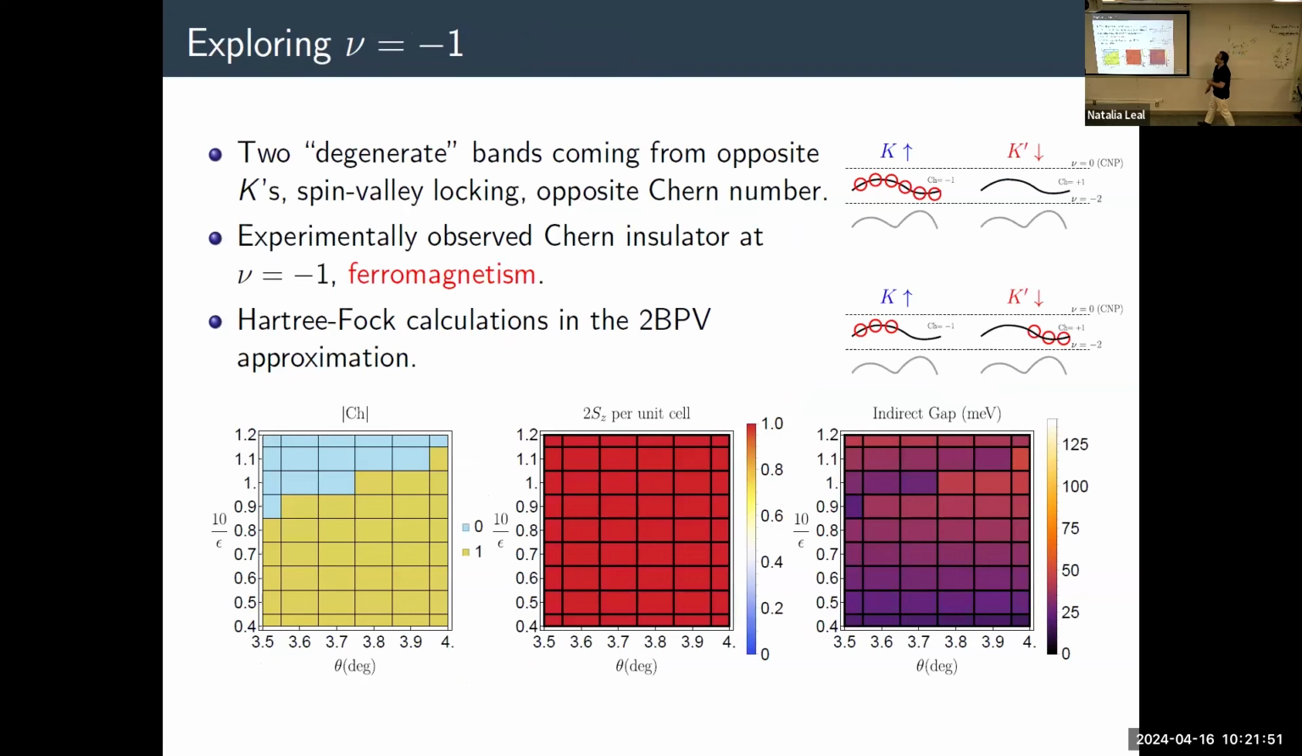Maybe as a simple example, look at the case of filling factor minus 1, the Chern insulator, the analog of the integer quantum Hall effect. Once again, if you want to have an interaction, even if you focus solely on the two top valence bands, these two situations have exactly the same energy. Of course, this case is ferromagnetic, this one is not. And if you look at the experiments, we know that at filling factor minus 1, we do have ferromagnetism and we do have a Chern insulator.